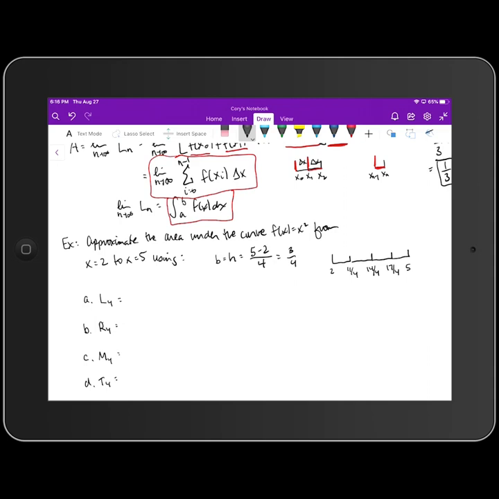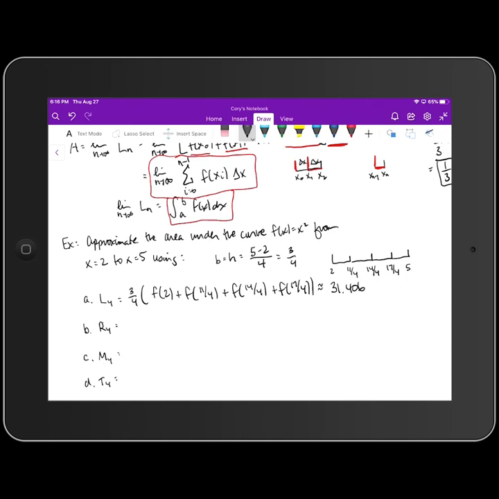Okay, so if we want to calculate L of 4, I can pull the base length out front. So that's 3/4. And then we're going to multiply that by the sum of the heights. So for the left Riemann sum, we're taking our heights from the leftmost endpoint of each subinterval. So the first one will be f's value at 2. Second one will be f's value at 11/4. Next one will be f's value at 14/4. Last one will be f's value at 17/4. Okay, and then when you use your calculator to approximate that, I got that to be 31.406.